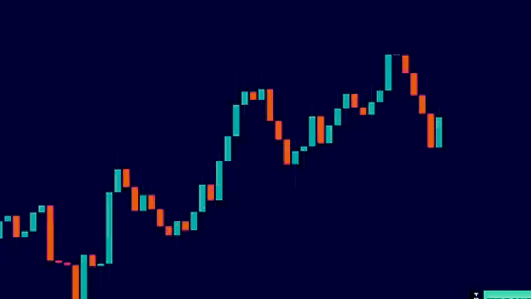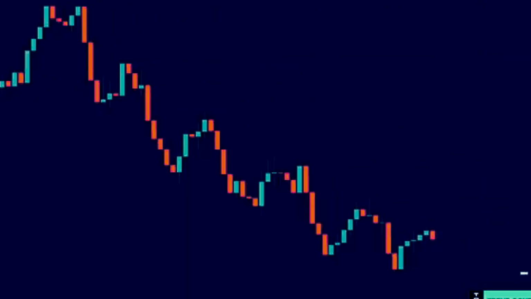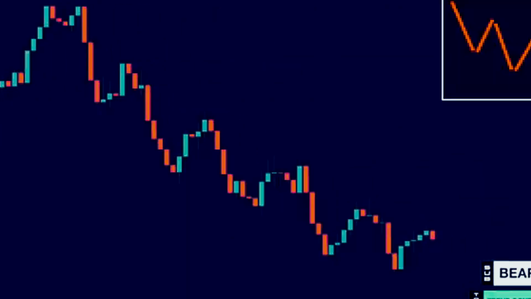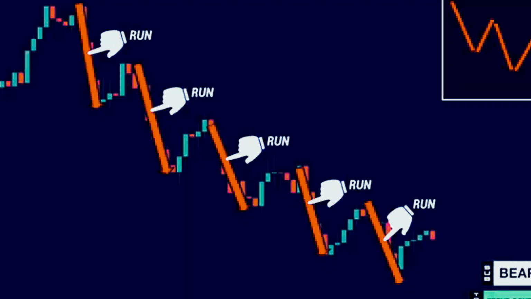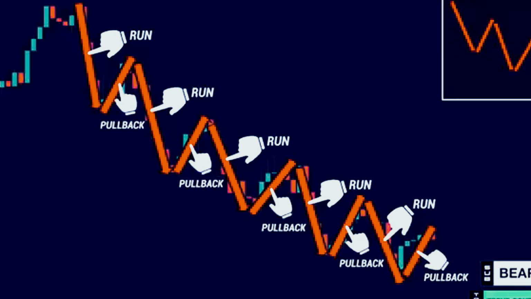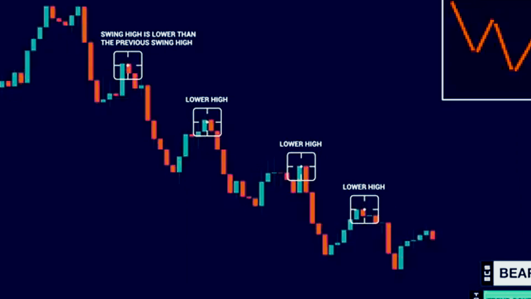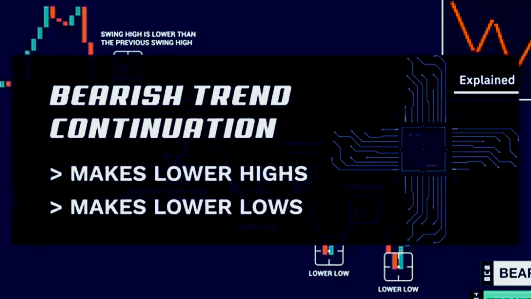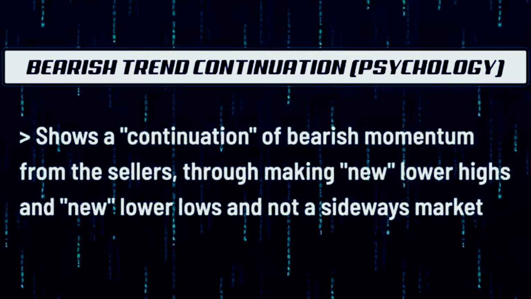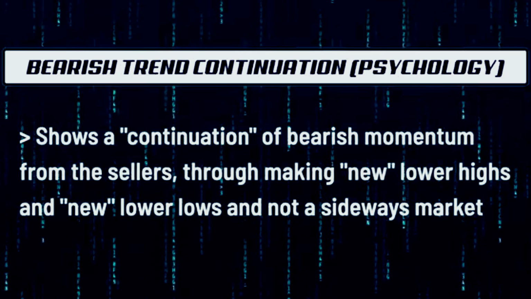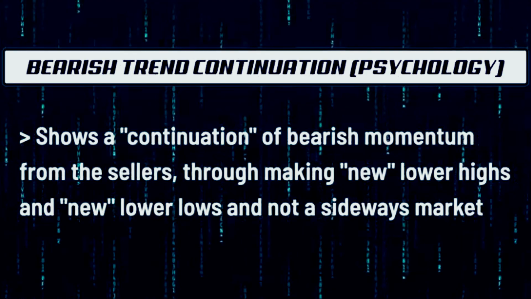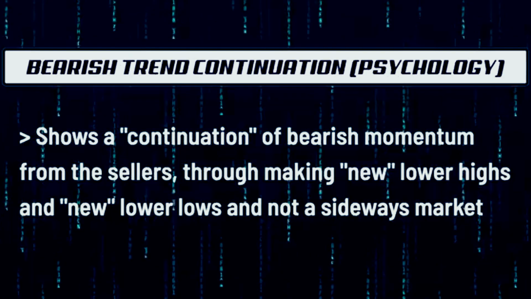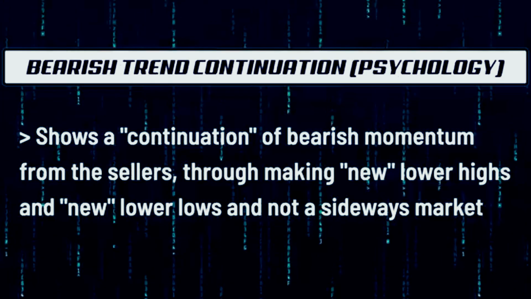Now going the other way. A bearish trend continuation pattern has your runs and pullbacks. The swing highs are lower than the previous swing highs. The swing lows are lower than the previous swing lows. This means a bearish trend continuation pattern makes lower highs and lower lows. So from a price action standpoint, it shows a continuation of bearish momentum from the sellers through making new lower highs and new lower lows, and not a sideways market.